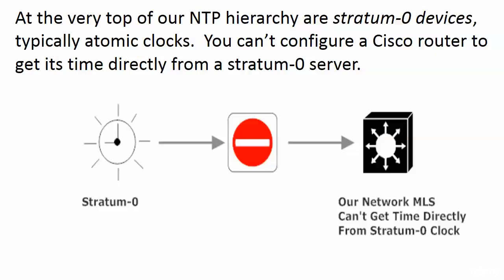Now, NTP is set up as a hierarchy. It's really a pyramid, and somebody's got to be at the top of the pyramid. And those are our stratum 0 devices. Now, it sounds like something radioactive, but it simply means these are the devices at the top of the hierarchy, because that number in stratum 0 refers to the number of hops or layers away from the top a particular device is. And if it's stratum 0, it's 0 hops away from the top. It is the top. These are typically atomic clocks. And you cannot configure a Cisco router or device to get its time directly from a stratum 0 server.